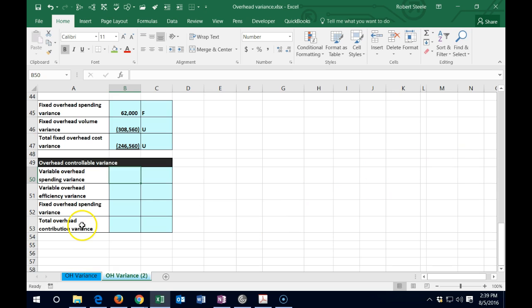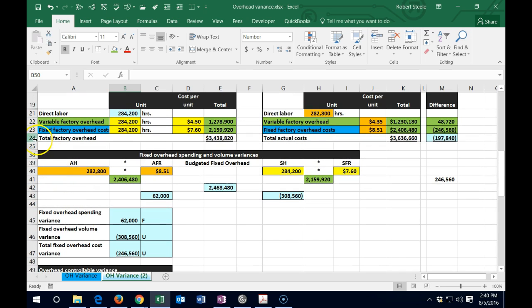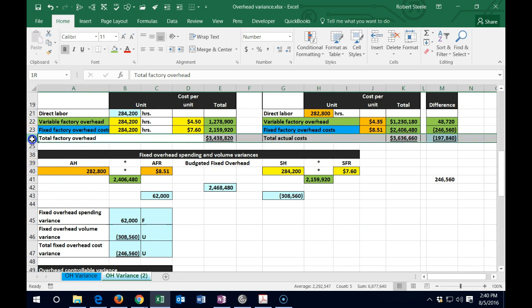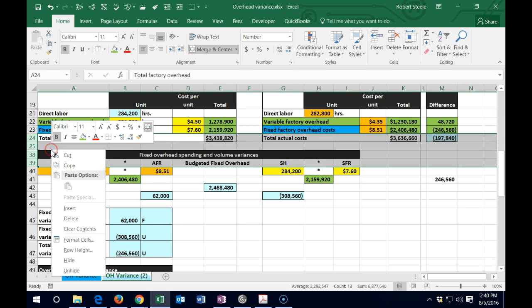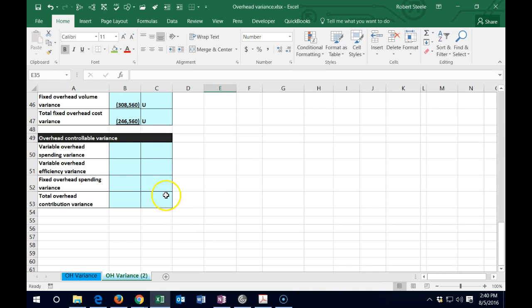So now we're going to sum up the overhead controllable variances. In order to do that, I'm going to unhide. So notice we have 24, 25, 38. So we're going to unhide there. I'm going to highlight from anywhere up here down past that funny point, right-click that area and unhide. And then scroll back down to where we're at, and we have the variable overhead spending variance.